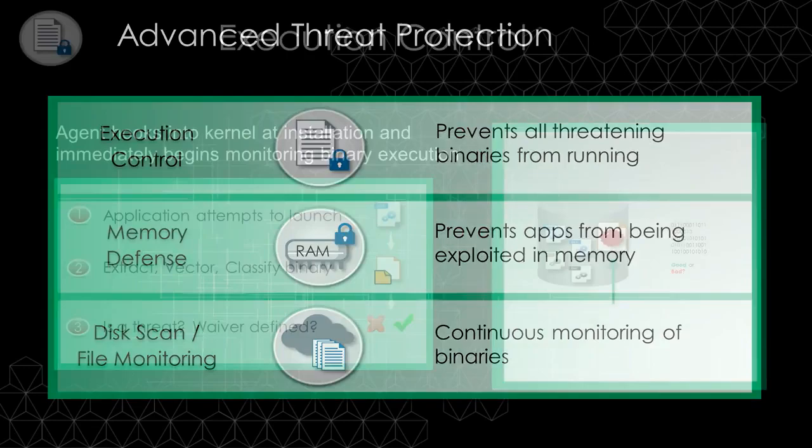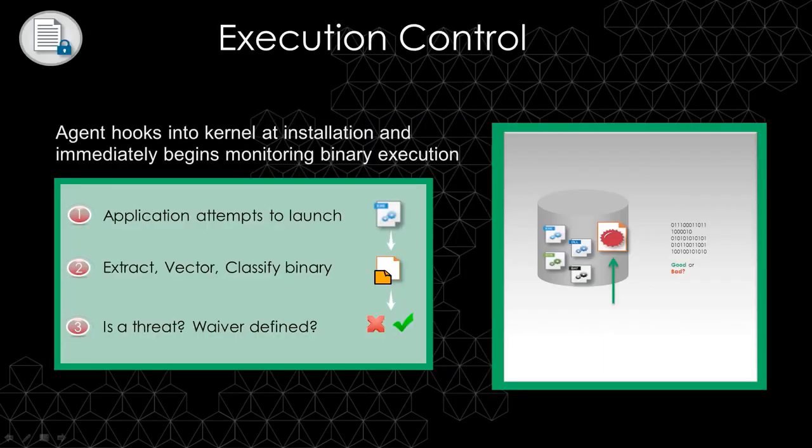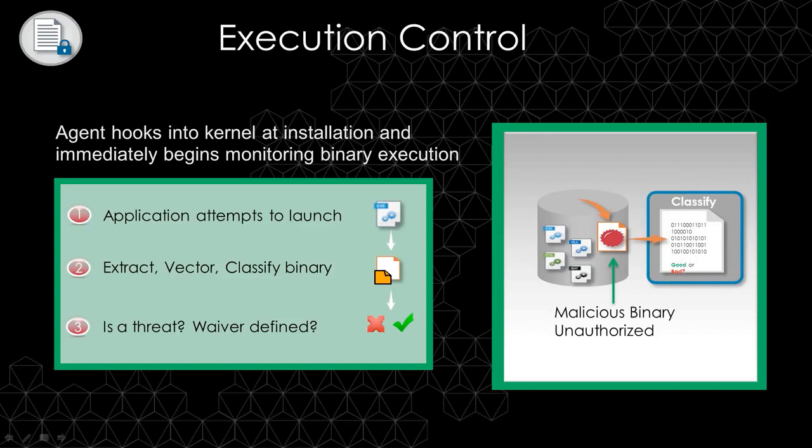So how does execution control work? We have an agent that hooks into the kernel when it's installed and immediately begins to monitor binary execution. So the first thing it'll do is look at everything that's currently running or loaded, make sure that none of those are threats, and then from that point forward, any application attempts to launch, it is classified through the malware processor, through that math model. If it's a threat, it's blocked. If it's a safe file, it's allowed. So it works very much like a blacklist solution on the endpoint without needing a blacklist. It also works very much like a whitelist solution on the endpoint without needing to maintain a whitelist. All the good files can run. All the bad files are blocked without any user interaction.